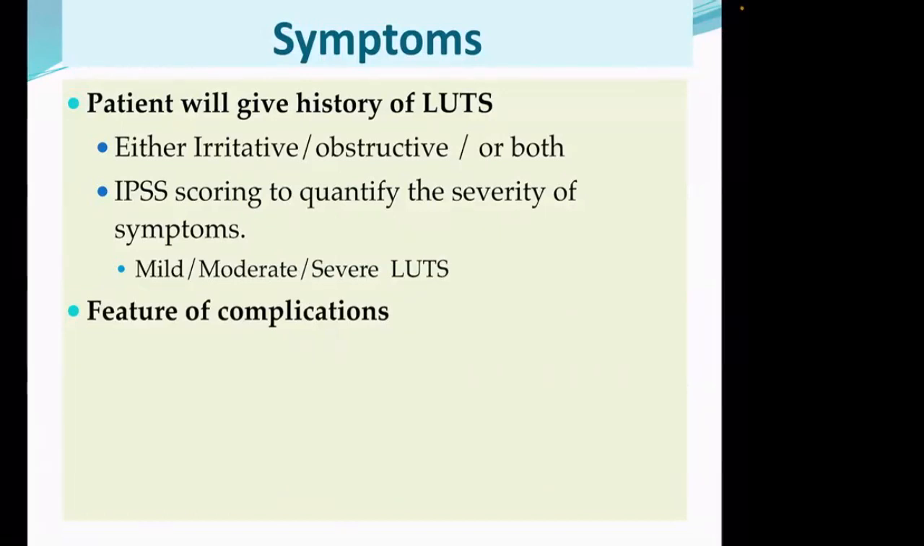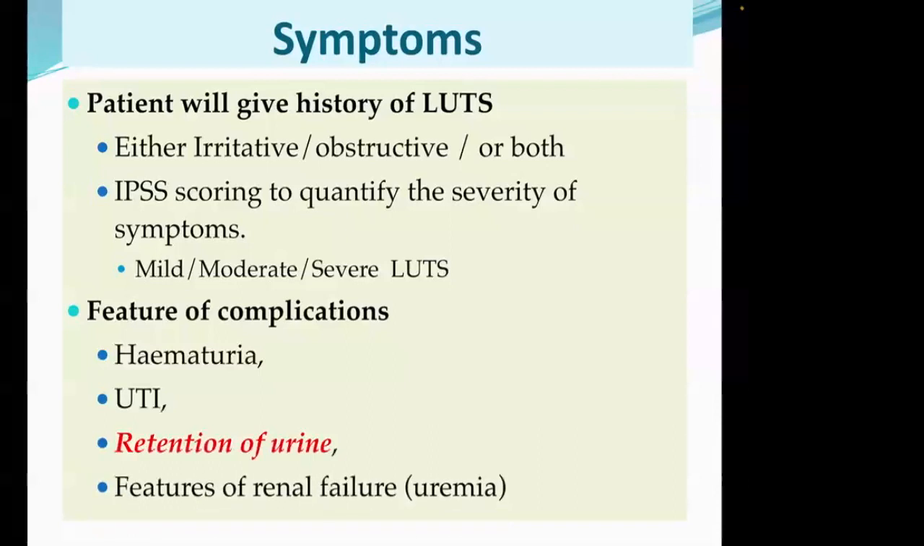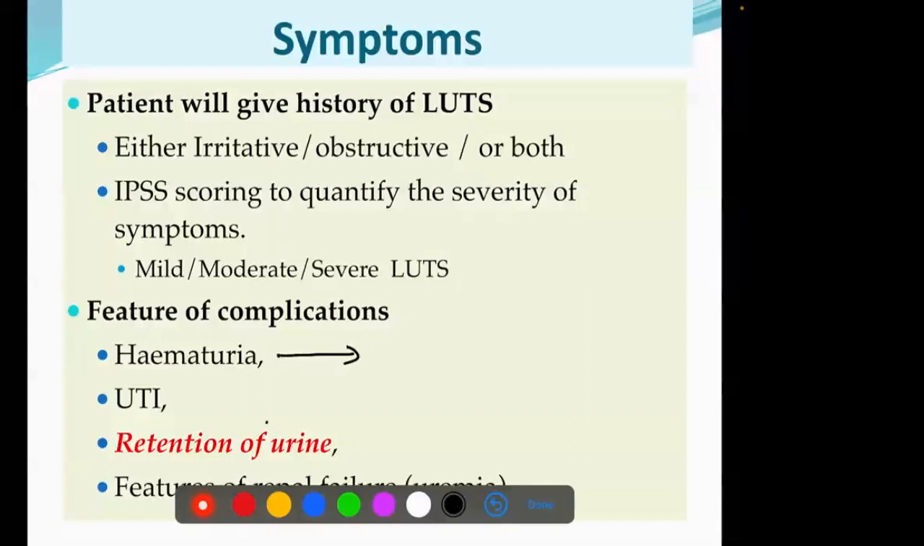Whenever we get a patient with LUTS, we always evaluate the patient by IPSS scoring. We ask the questions regarding those 7 symptoms and then grade the patient as mild, moderate, or severe. We always try to identify whether the patient has any complication or not. How to know that? Hematuria, obviously, you can ask. UTI, if there's a UTI, the patient will present with fever, chills and rigor. Retention, yes, they can say, I'm unable to pass urine for the last 2 or 3 hours.